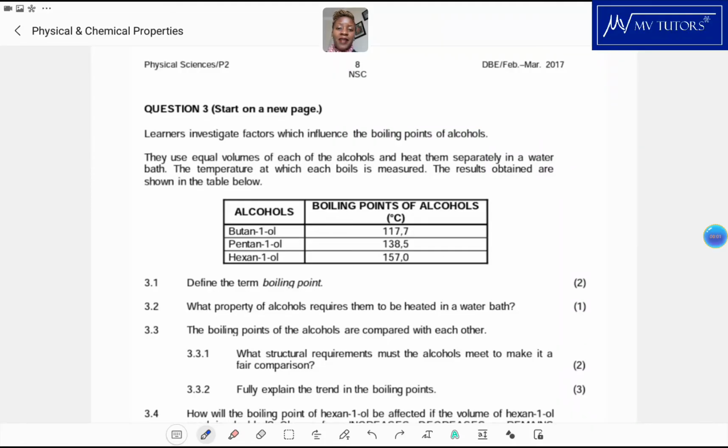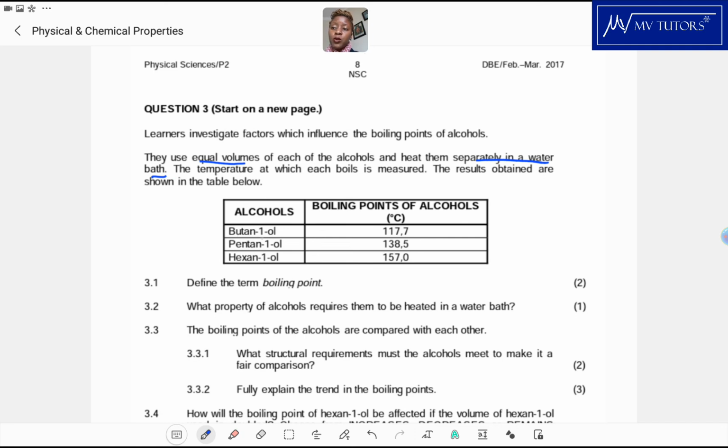All right, so we're going to have a look at a paper from the 2017 March paper 2 paper. Okay, question 3. So it says learners investigate factors which influence the boiling points of alcohols. They use equal volumes of each of the alcohols and heat them separately in a water bath. The temperature at which each boils is measured. Okay, the results obtained are shown in the table.